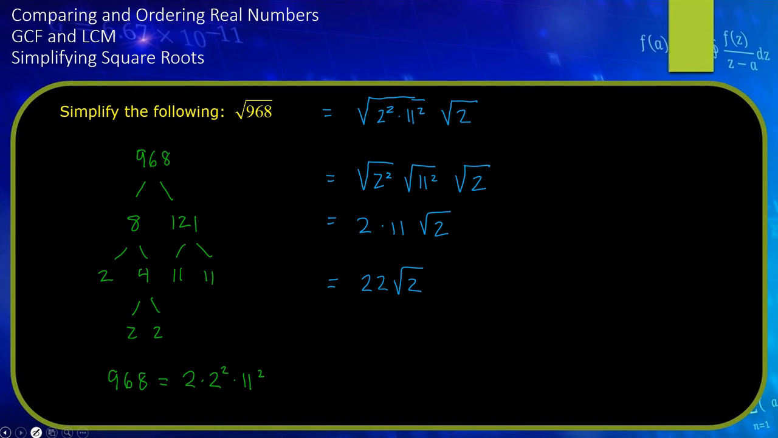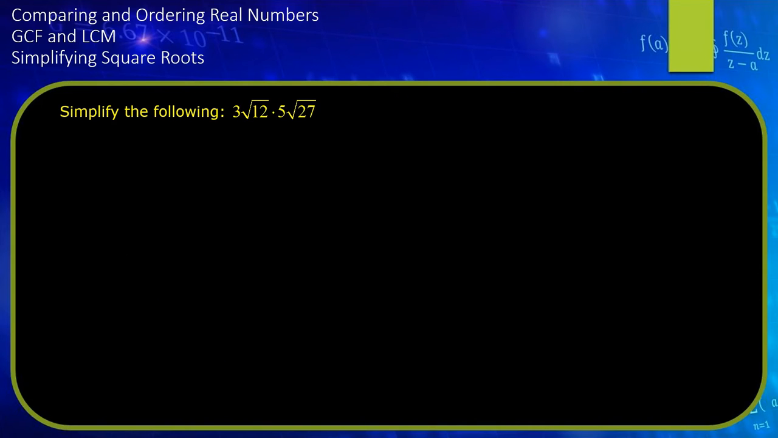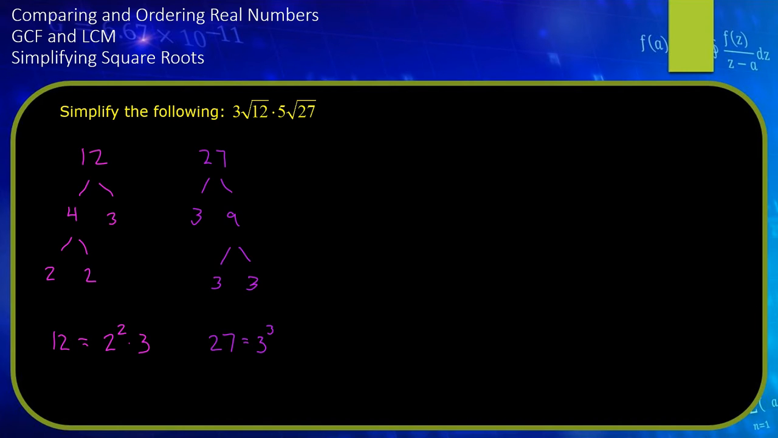Let's try it again now with more multiplication going on. Now for this one here, we already have some things that are outside the radical, and I have some things that are inside radicals. So the numbers that are inside the radicals, the square root symbols, I'm going to factor them into prime factors to see what I have. So the 12 will eventually factor into 2 squared times 3. The 27 will eventually factor into 3 cubed.